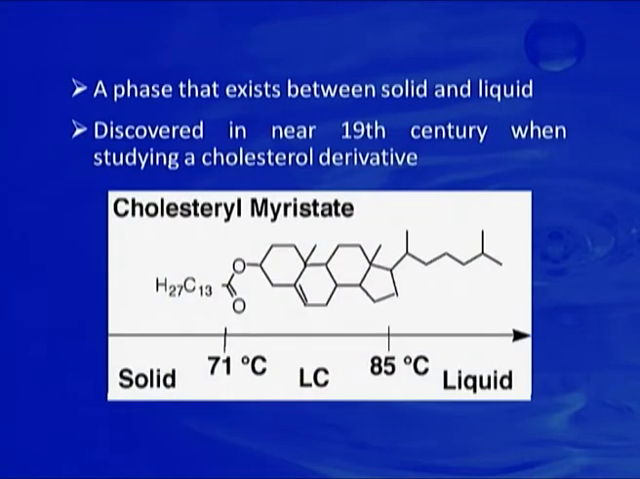Now to conclude: a phase that exists between solid and liquid is called liquid crystal, discovered in the 19th century when studying a cholesterol derivative. Here is the example of cholesteryl myristate. This is the picture of cholesteryl myristate, and it is solid below 71 degrees centigrade. When we heat it above 71, it is converted into liquid crystal. It remains liquid crystal from 71 to 85 degrees, and after 85 this cholesteryl myristate is converted into the pure liquid phase.